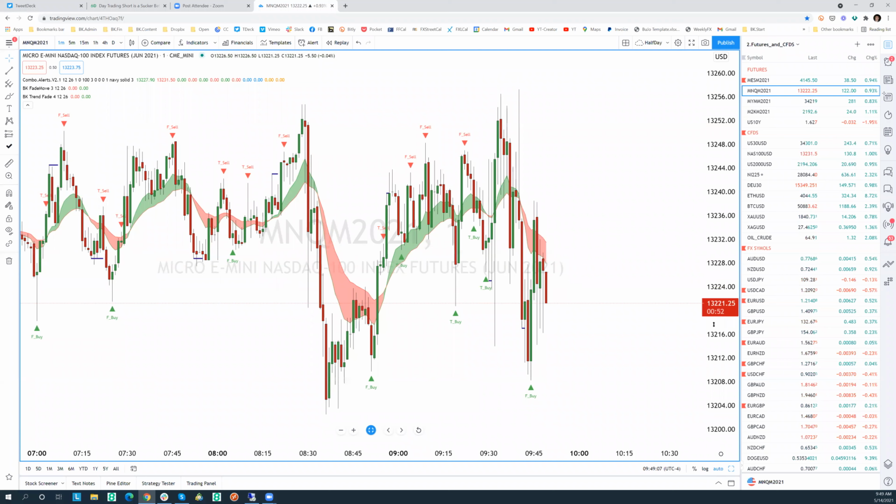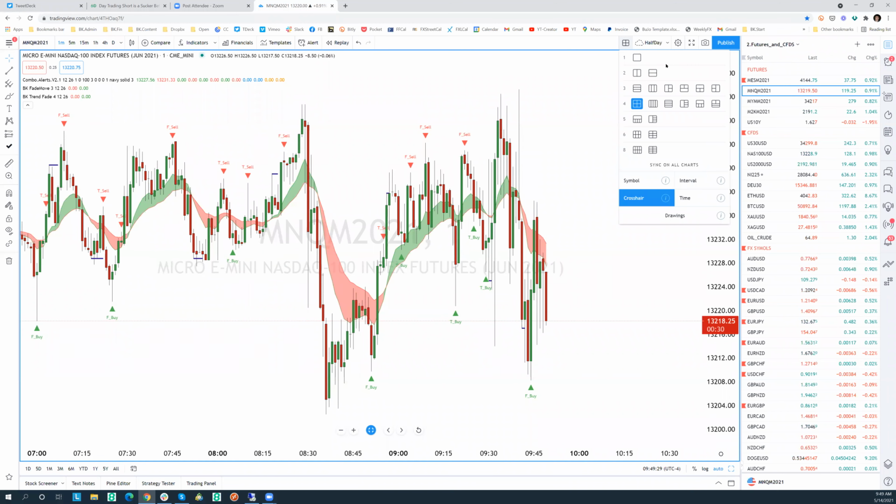So I'm really focusing on NAS because that's what I call the primal chart. That's the foundational chart for how I want to trade this. But obviously the setup extends to any instrument you want to use, and we can switch around. Let's just go to a two chart view.